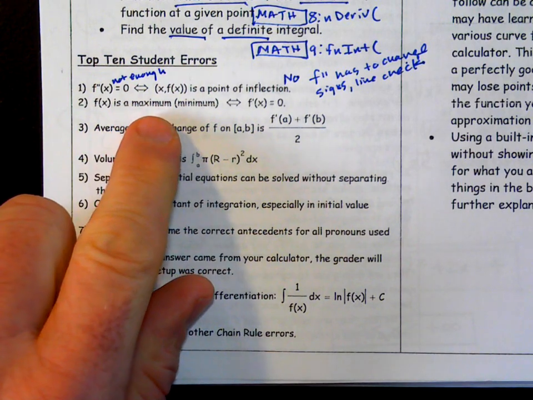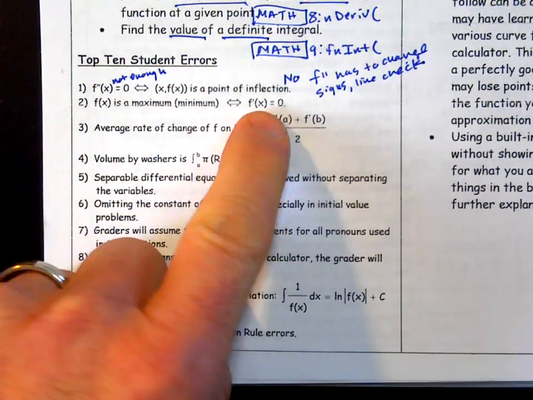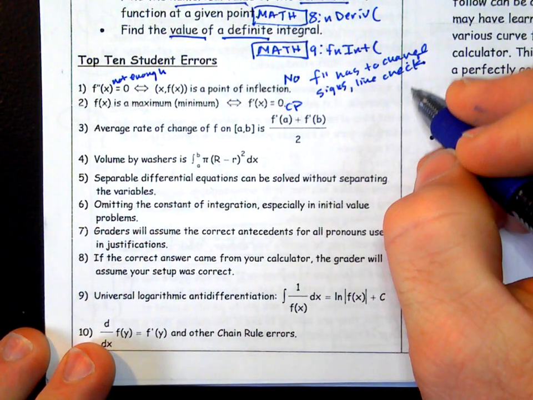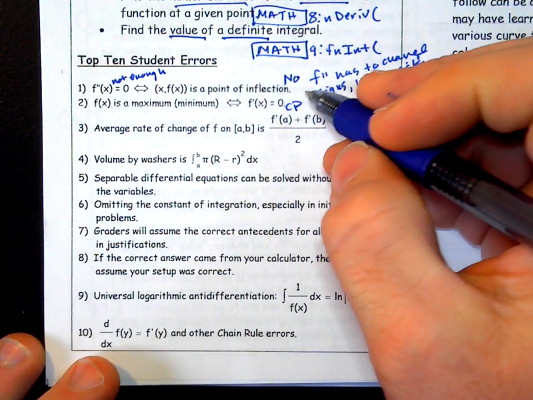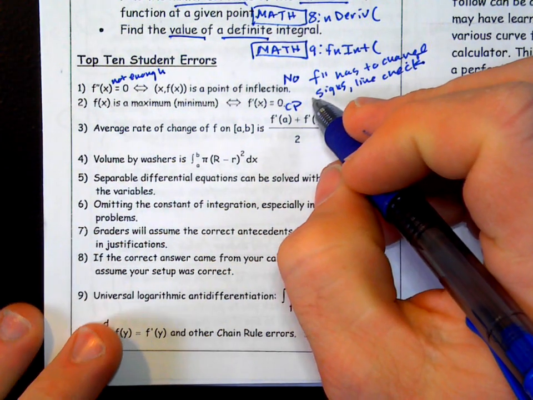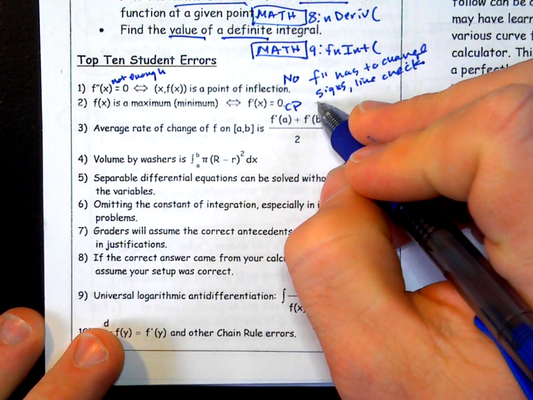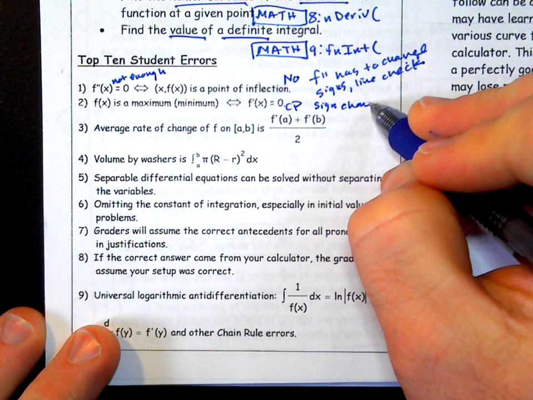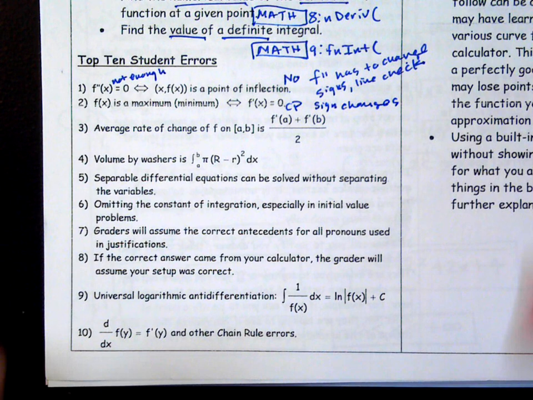Next: f(x) has a maximum value whenever the derivative equals 0. Well, this is a critical point, but it's not an absolute max or min just because of that. It could kind of plateau out. You have to, again, show that the sign of the derivative changes, and we often use line checks to verify that.